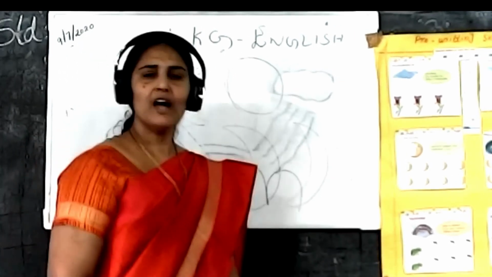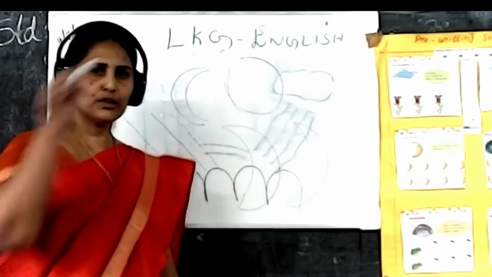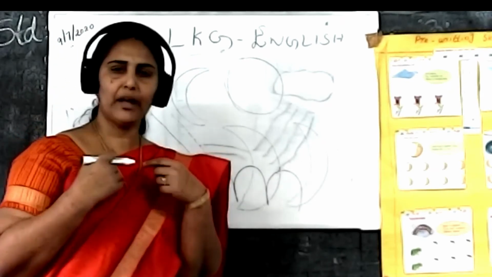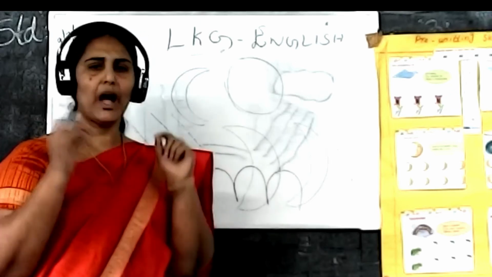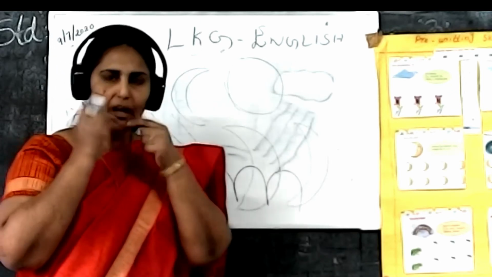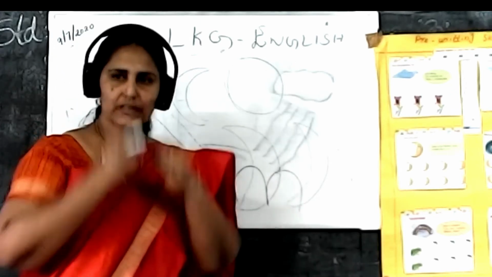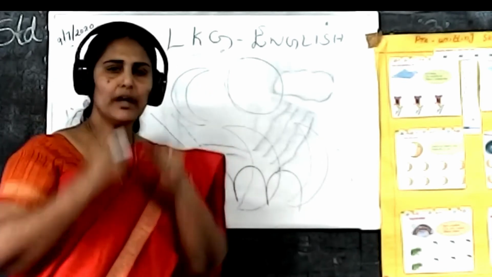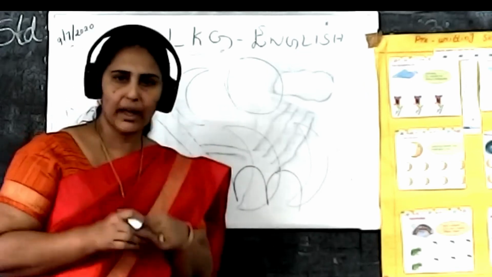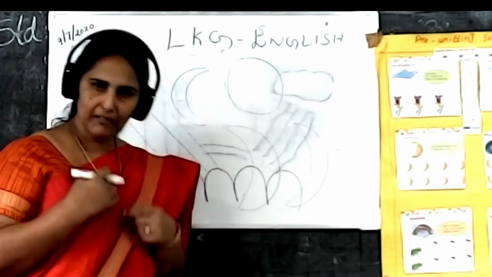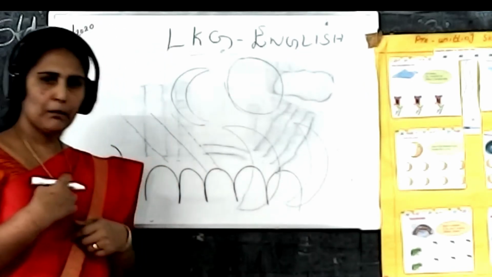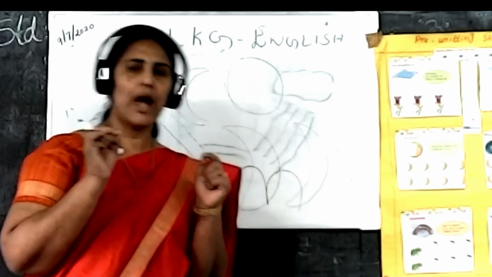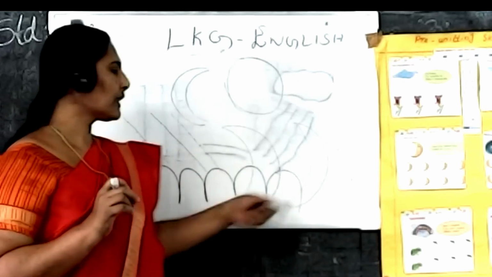Do you see the sun in the sky? Okay, sun smile. All of you look at me and smile with me. Please smile. What is the shape of its mouth? Curve shape. What is the shape of your mouth? Curve shape. Please smile with me, but don't open your mouth.